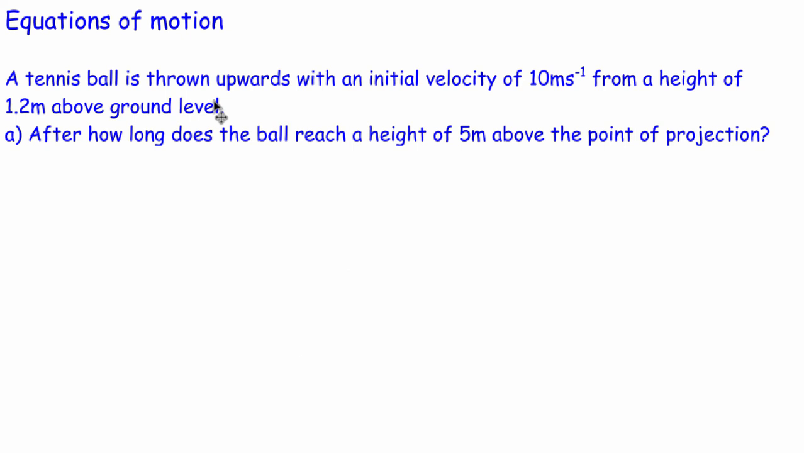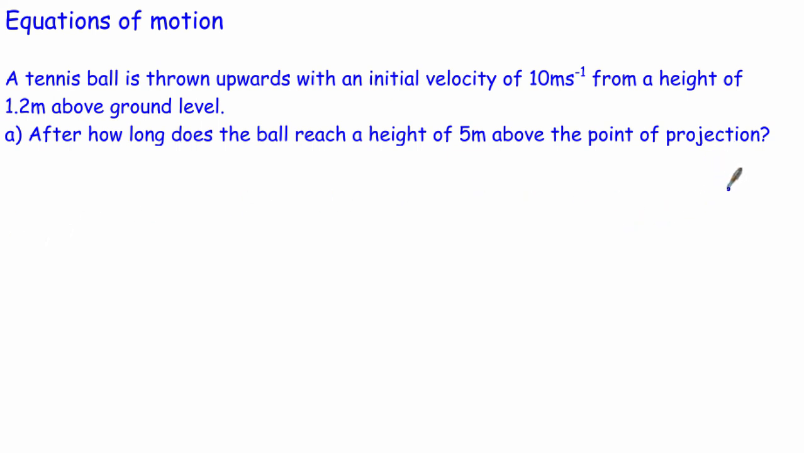Okay, so our third example is a slightly more difficult example. So what we've got is a tennis ball that's been thrown upwards with an initial velocity of 10 meters per second from a height of 1.2 meters above ground level. We want to know how long after it's thrown does the ball reach a height of 5 meters above the point of projection.